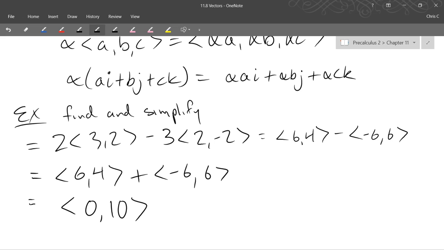There's really not much more to scalar multiplication than this right here. It's just like distributing. You can also do the opposite, where you unscalar multiply, which would feel a lot like factoring. So you can distribute a scalar in, you can factor a scalar out.